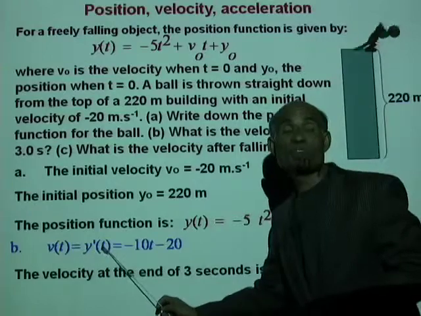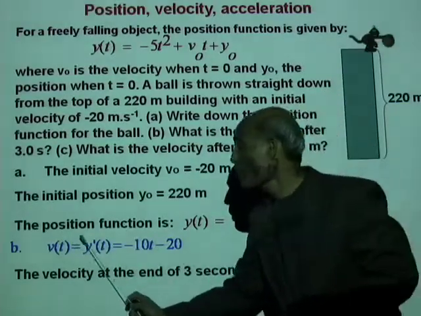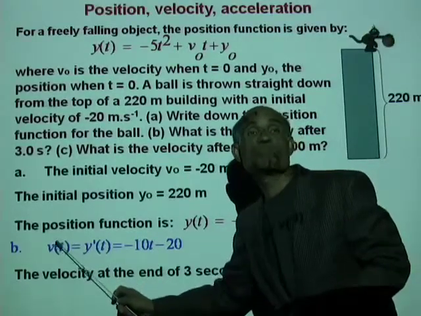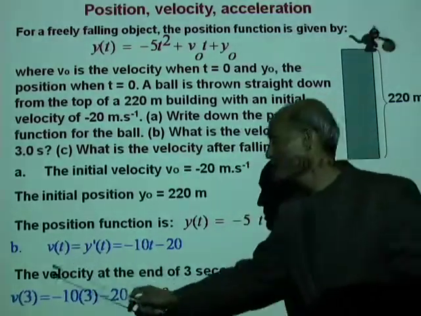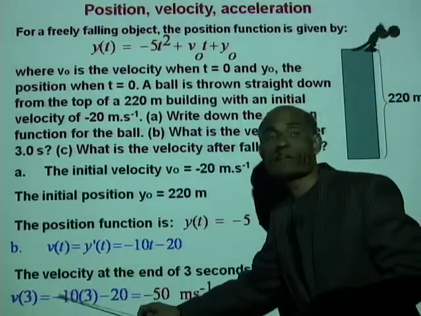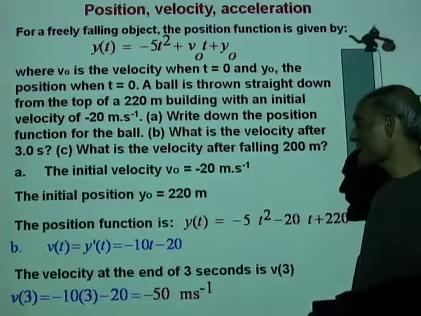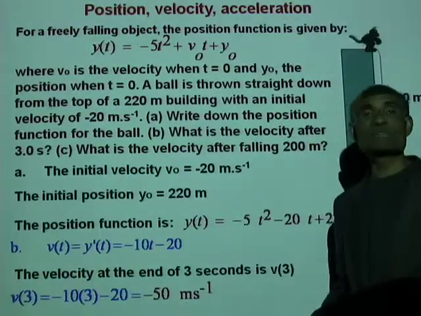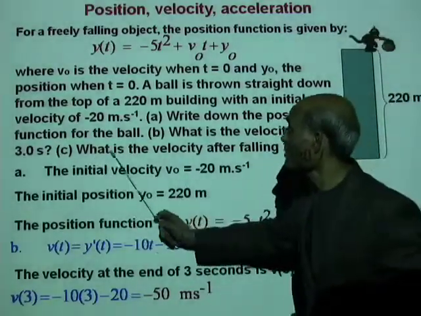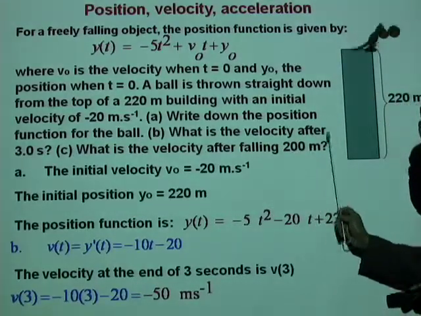Now we want to find the velocity at the end of 3 seconds. So all we need to do is replace t by 3 seconds. We want v of 3. So v of 3 is negative 10 times 3 minus 20. That is negative 50 meters per second. Now let's talk about the third part. What is the velocity after falling 200 meters?